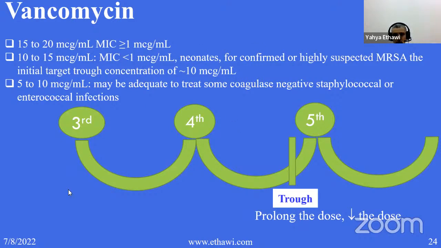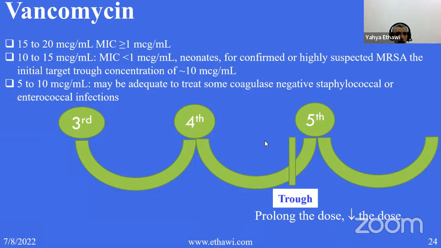Now, if the level is more than 20, you do a trough level just before the prior dose. If the level is high, you can prolong the duration, sorry, stretch the period between the doses, or you can decrease the dose by 20%. If the level is less than 5, or less than 10, depending on where you're using it, you can either decrease the interval or increase the dose.